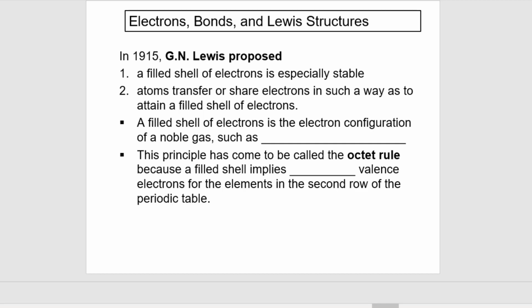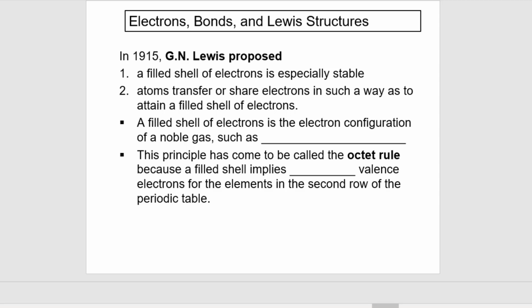Okay, so there we got the basics about an atom down. Now I want to talk about Lewis structure as we lead into bonding. In 1915, Lewis proposed that a filled shell of electrons is especially stable. So now we're talking about an atom and its orbitals. When its outermost orbitals are filled, having as many electrons as possible, this is especially stable. So that's the first premise. The second, that atoms will transfer or share electrons in such a way as to attain this filled state.